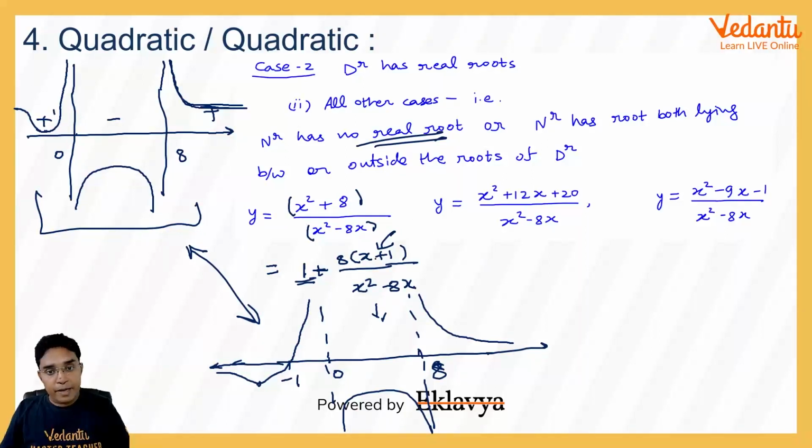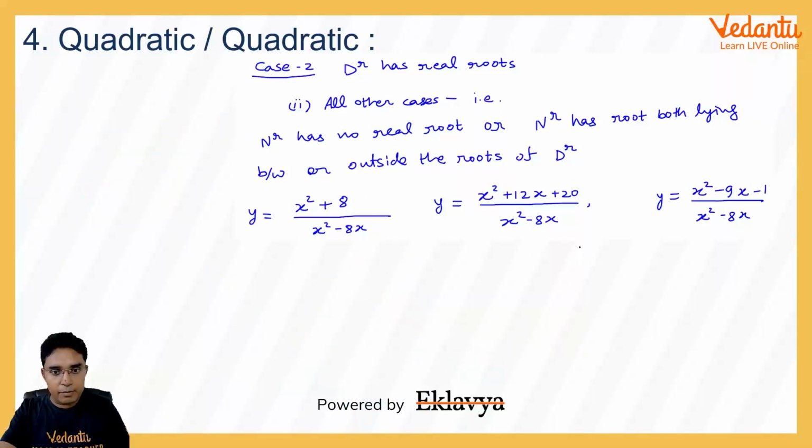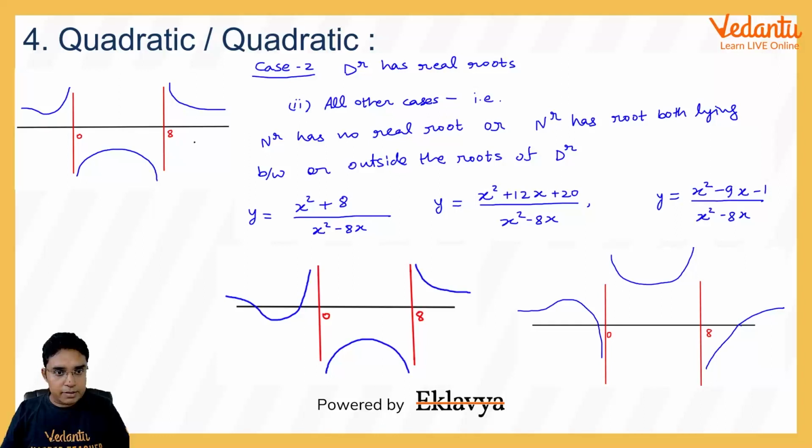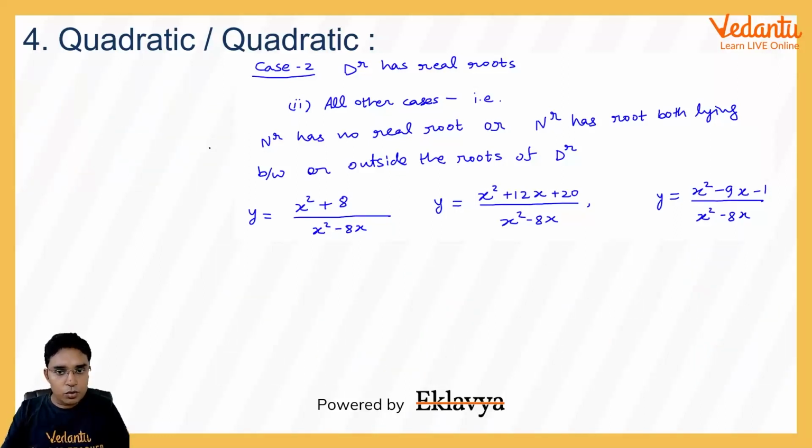Actually, it depends upon where this root is lying. If it would have been lying on the right of 8, then we would have got this point of minima on the right of 8. Okay, now similar to this, I have drawn a fair diagram also. Yeah, this is the graph of this one. Okay, now let me show you the graph of this second one.